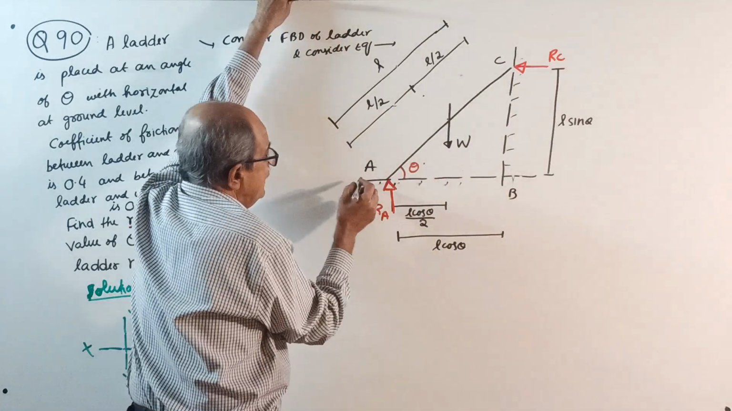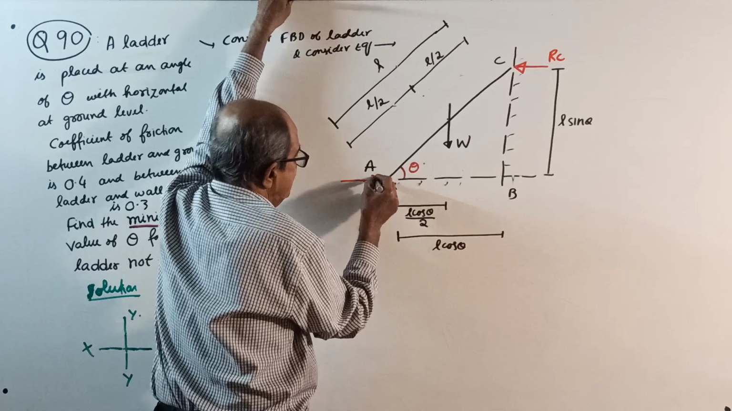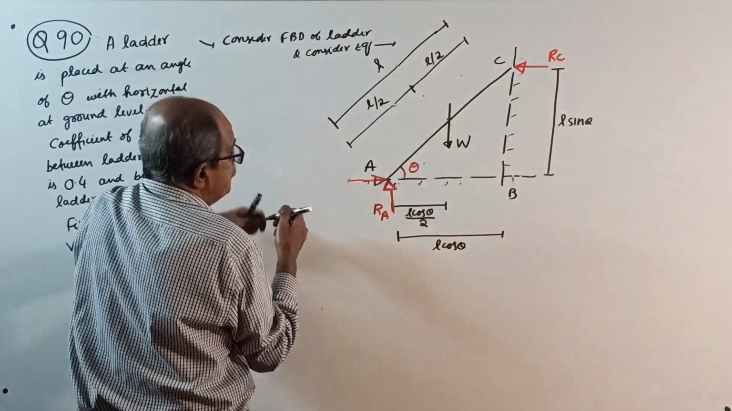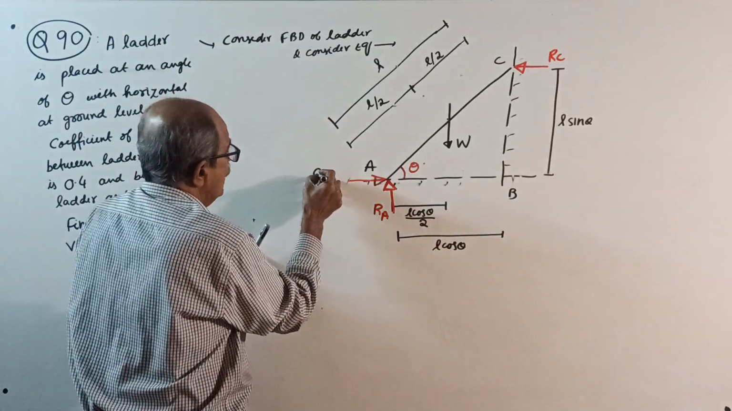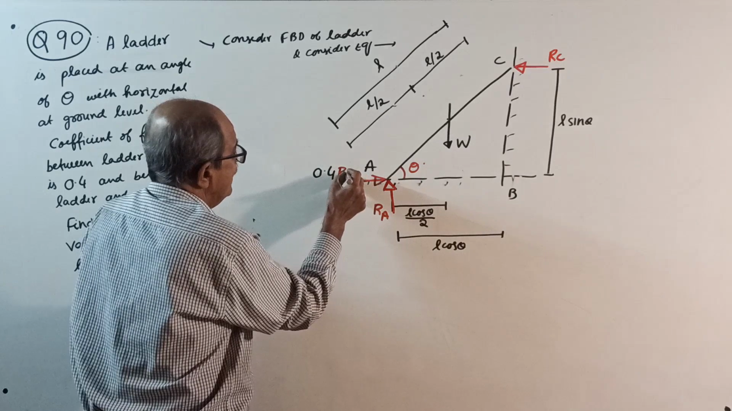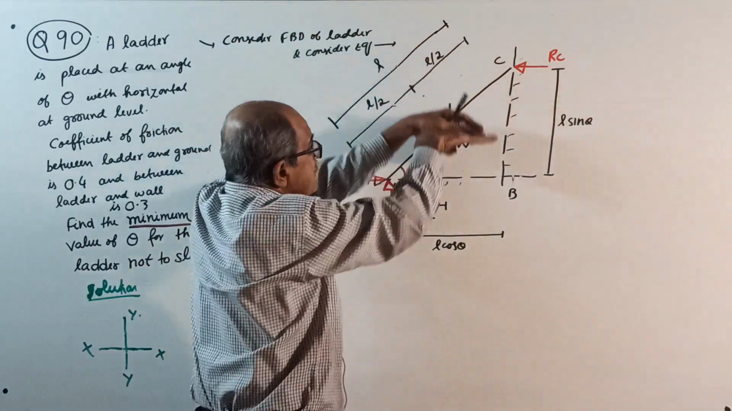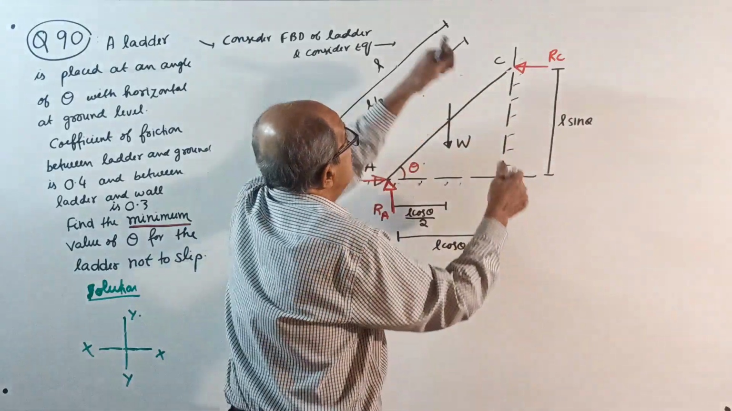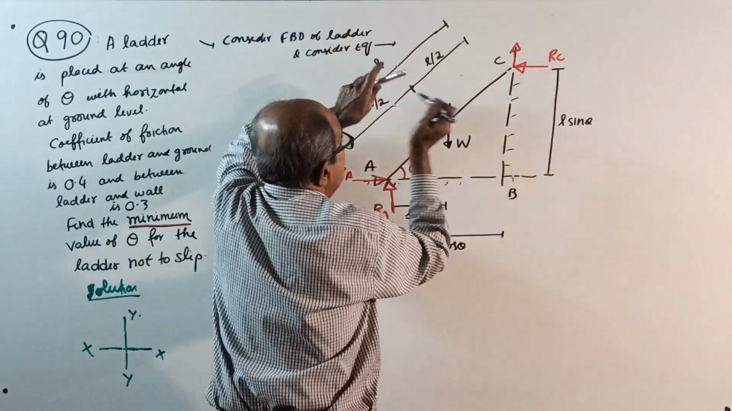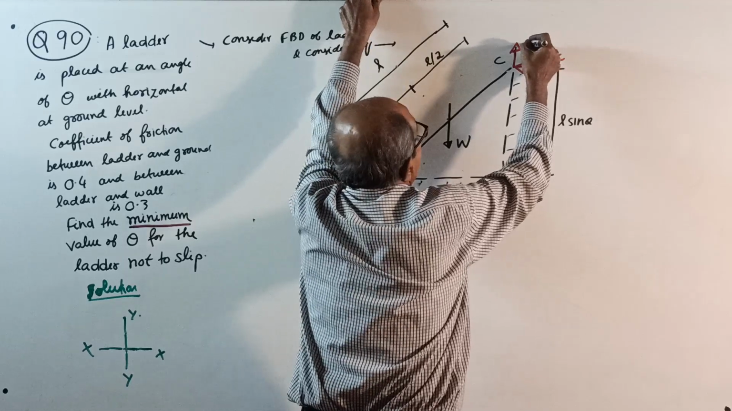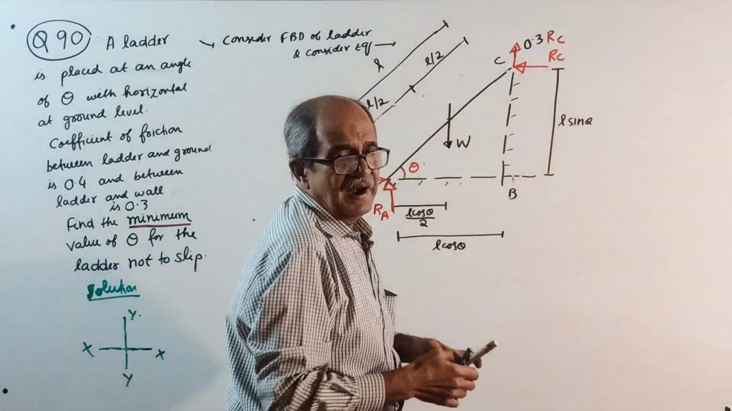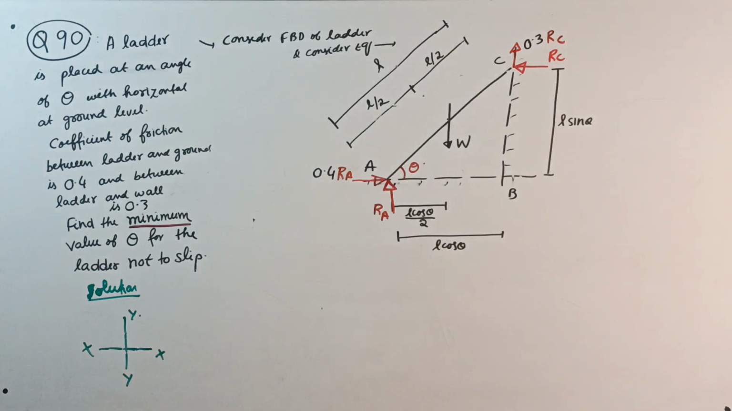See, slipping left side, so friction force is right side. This already I told you, it is mu. What is the mu given there? It is 0.4 times RA, already told. Now I won't waste time. 0.4 times RA, limiting frictional force, all explained already. And here, when the ladder slips, C will come down, so the frictional force here will be up, equal to 0.3 times RC. Okay, this is the free body of the ladder with all the action and reaction.